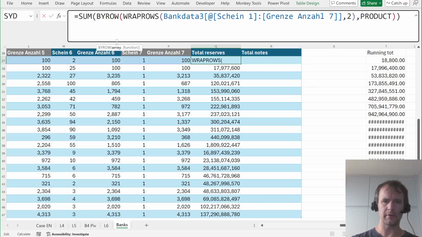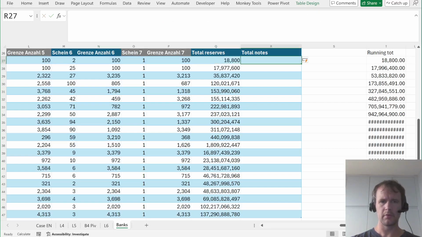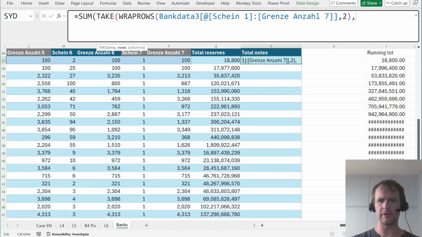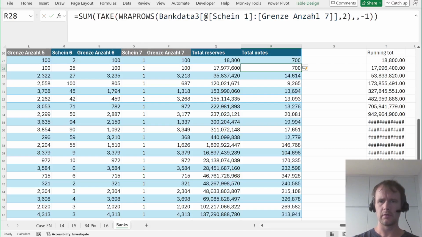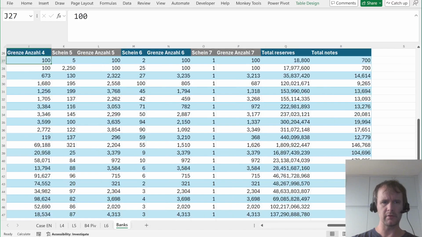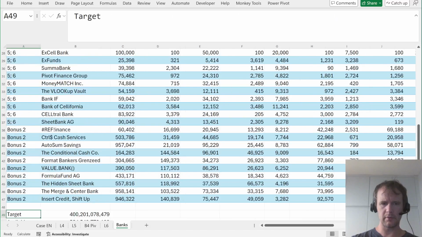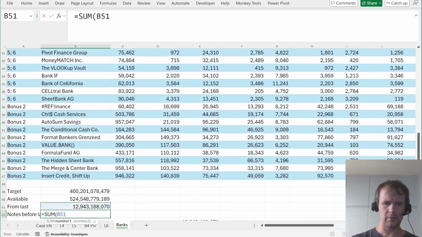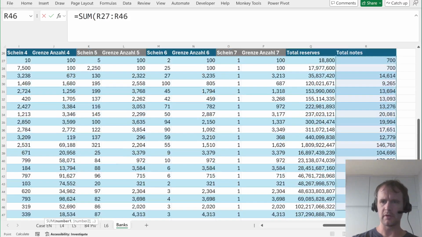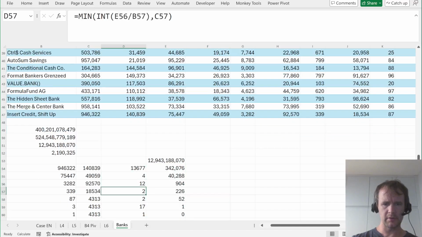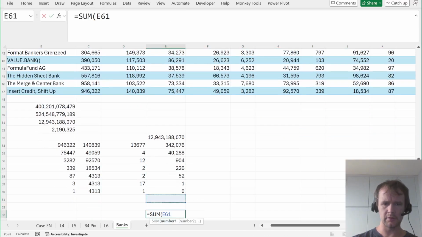So let's go back to this wrap rows. And it's going to be the sum of the second column of that. 700, yes, 100 of everything. That makes sense. Good. Okay. So then up to the last bank, we have that many. And then from the last bank, we get this many. So the answer is, wait, sorry, this many plus that.